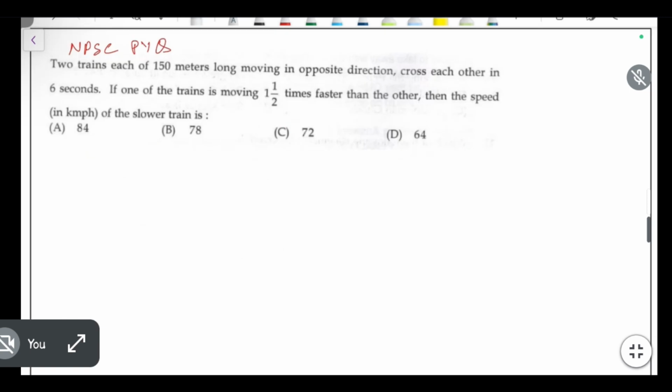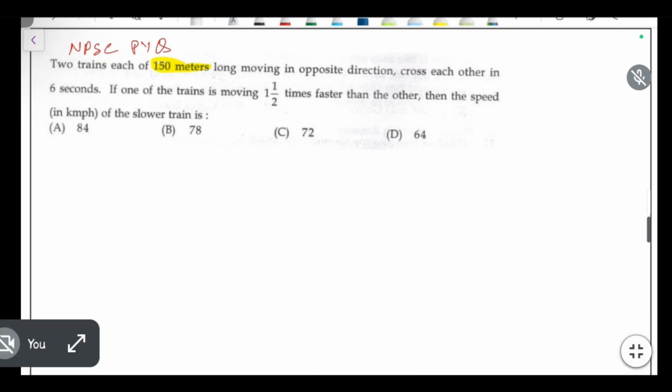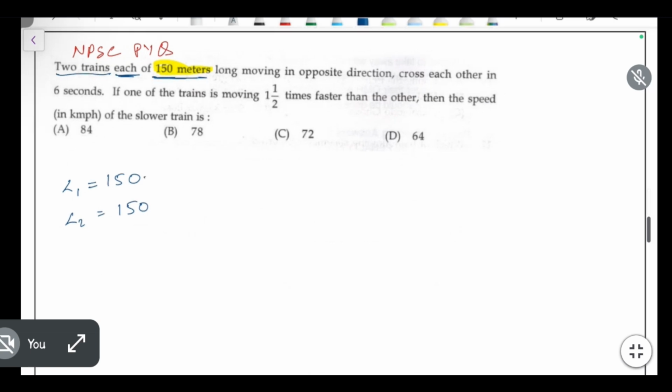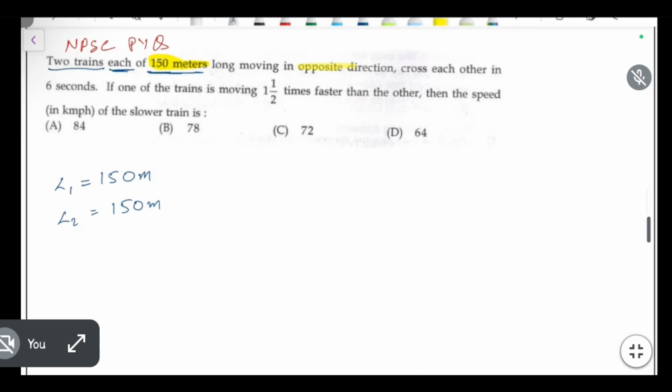Two trains of 150 meter each. Okay, there's two trains which is of length 150 meter and 150 meter. So length 1 is equal to 150 meter and length 2 is also equal to 150 meter, because two trains each of 150 meter long. That's what it means. They are moving in the opposite direction. If they are opposite direction, their relative speed will be the sum, right? So relative speed will be nothing but speed 1 plus speed 2.